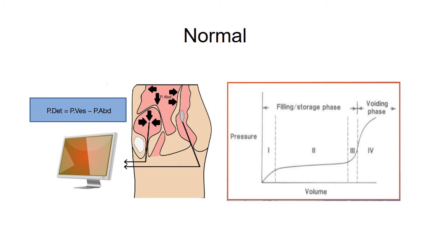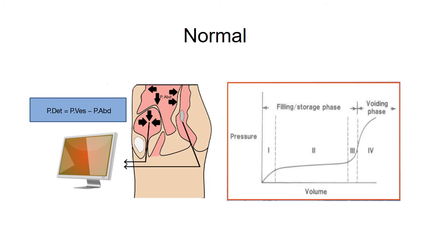This is a normal CMG. The right picture shows a normal CMG which shows the phases of voiding. At the start of the study, urine volume should be 0 ml. On filling, the bladder detrusor pressure should remain below 10 cm of water in normal persons.